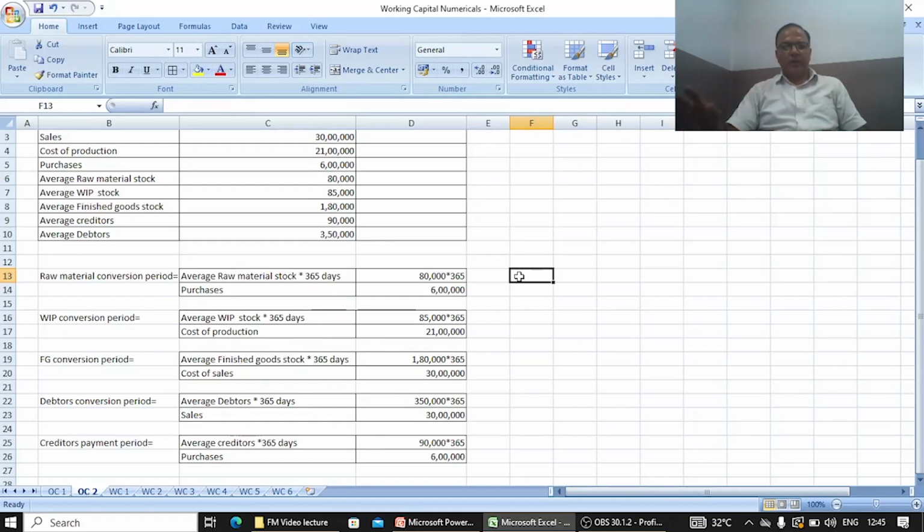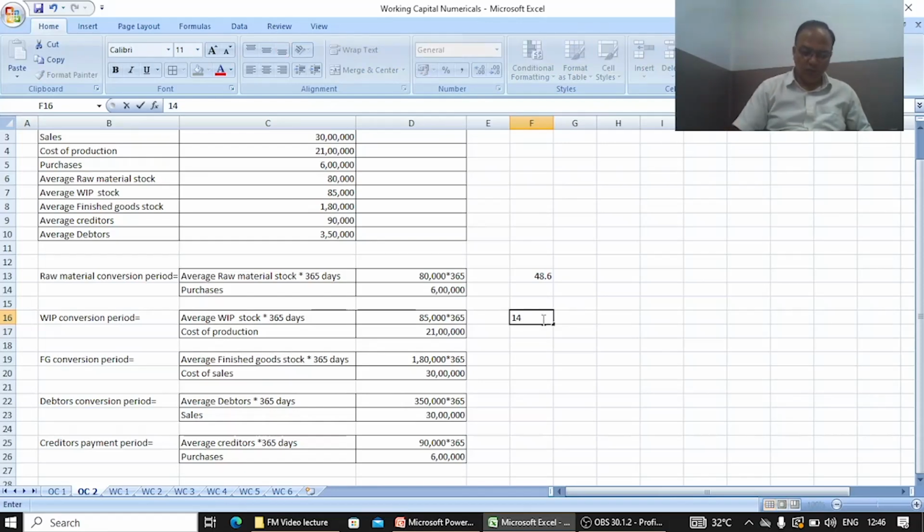Now I am using the calculator to find out the values. This is 80 into 365 divide by 600. This is 48.6. Here 85 into 365 divided by 21, this is 14.77.